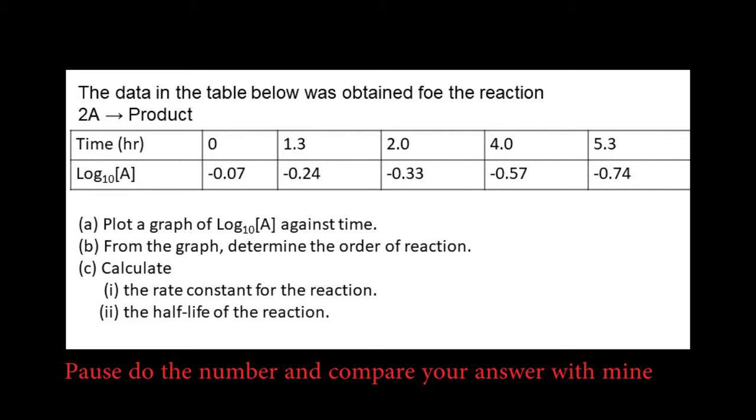Example 1. The data in the table below was obtained for the reaction 2A gives a product. A. Plot a graph of log A against time. B. From the graph, determine the order of the reaction. C. Calculate 1. The rate constant for the reaction. 2. The half-life for the reaction.